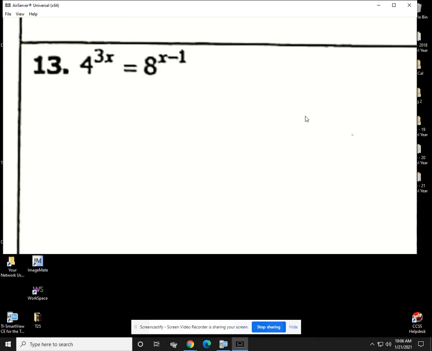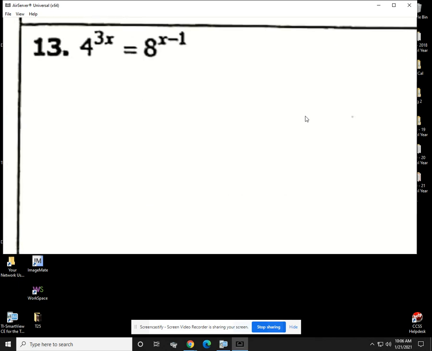Number 13. Obviously, we're in these harder problems, but my mindset still is, can I make 8 a 4? So I go 4 times 4 is 16. I went right past 8, so I can't make 8 a 4. So can I make 8 and 4 both something else? 2. What's 2 times 2? 4. So 2 squared will be the 4. But what's 2 times 2 times 2? 2 cubed will give me the 8.